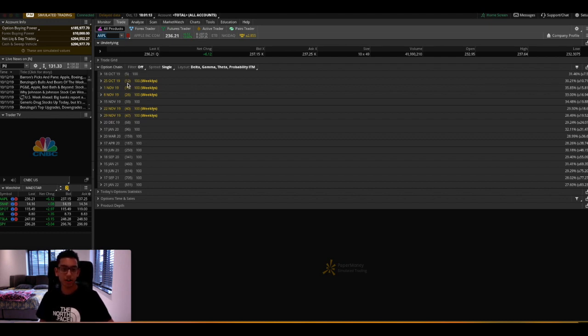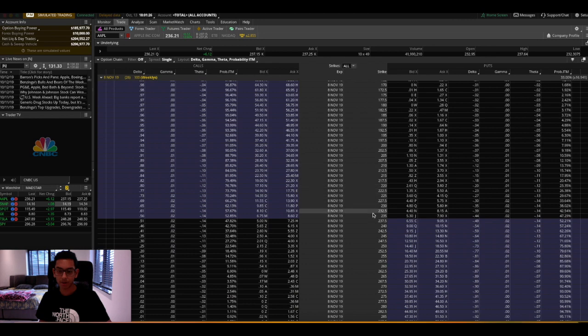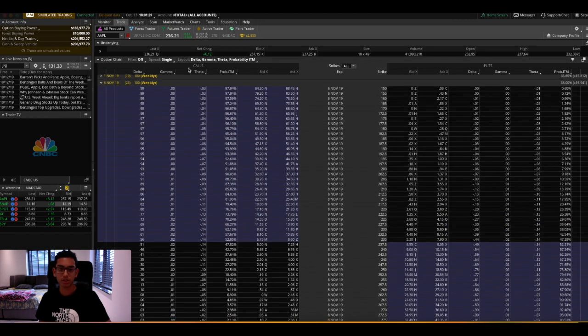On the right over here, we can see 12 days, 19 days, 26 days. Let's just click on the 26 days. And what comes up then is an option chain. On the right here, you can see all these different strike prices. And what you'll see on the left side and the right side is calls and puts. So you can buy these calls, you can buy these puts, but you can also sell these calls and sell these puts.